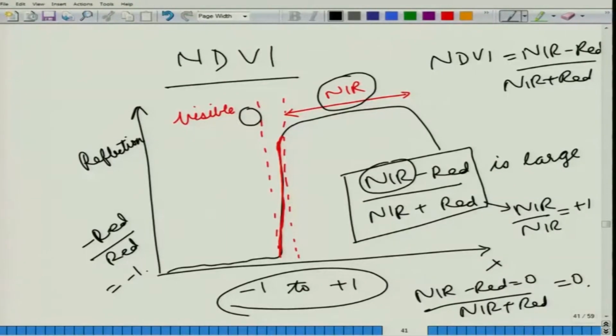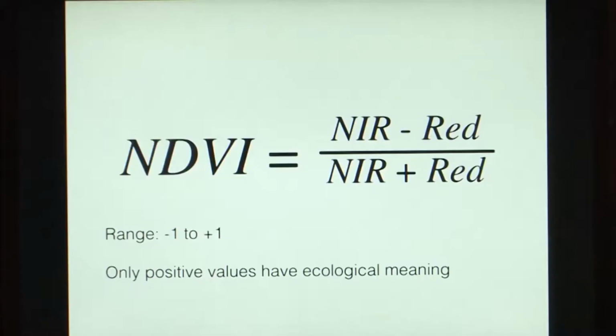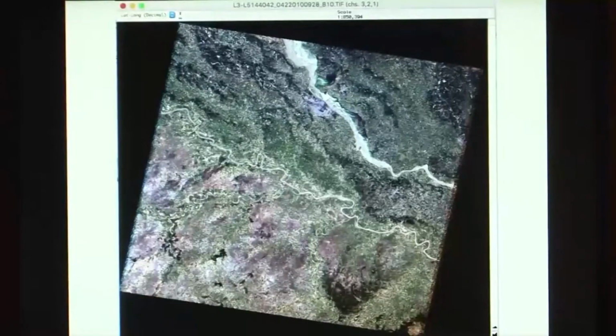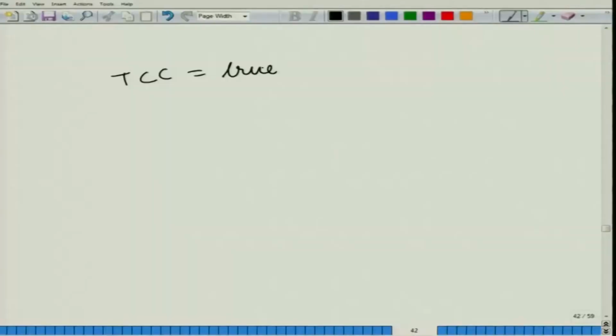Now, only positive values have ecological meanings. So, now coming back to how the earth looks from up above, this is a true color composite. In the case of a true color composite, any radiation that we measure in the green channel is shown in the green channel. Any radiation that we measure in the blue channel is shown in the blue channel. Any radiation that we measure in the red channel is shown in the red channel, which gives us a TCC, which is a true color composite.